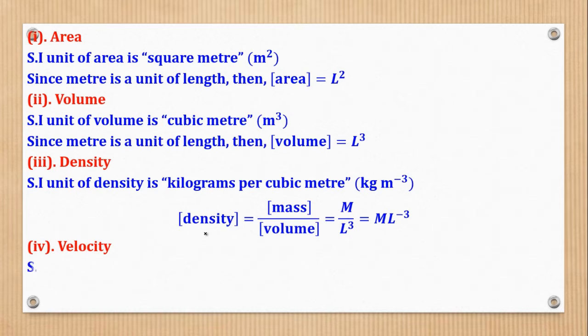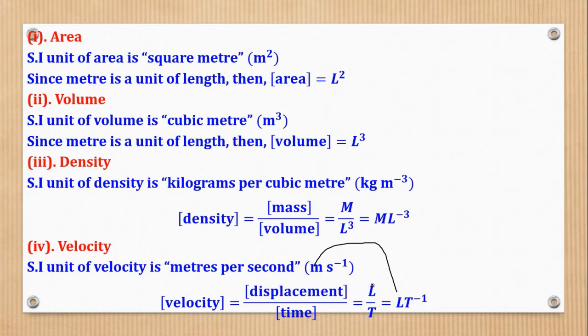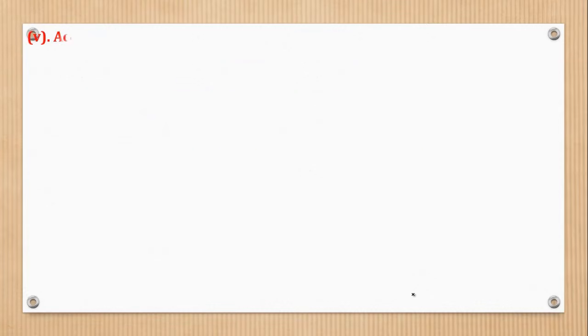When it comes to the velocity, the SI unit is meter per second. So meter is length, second is time. Therefore, the dimension will be capital L, capital T, to power negative 1. So once you know the SI unit, then the rest will be easier.